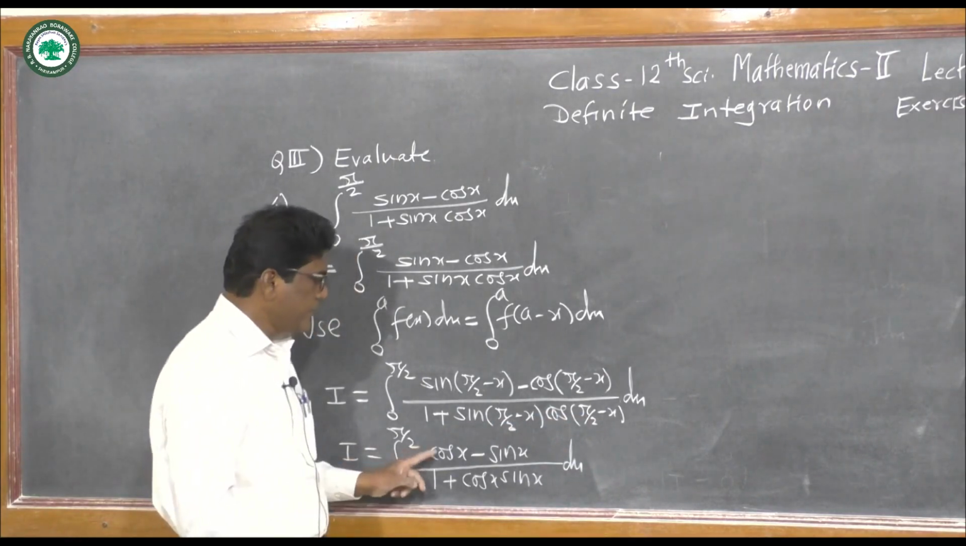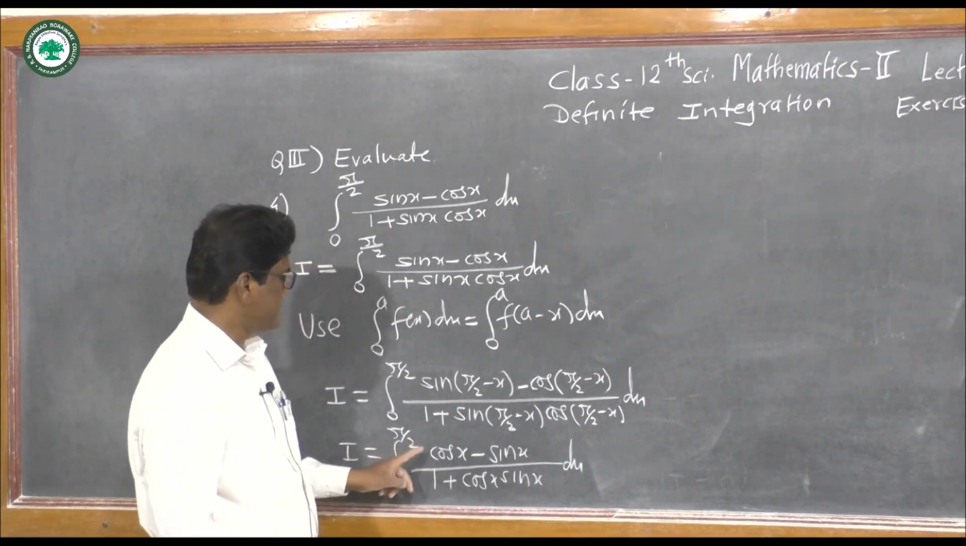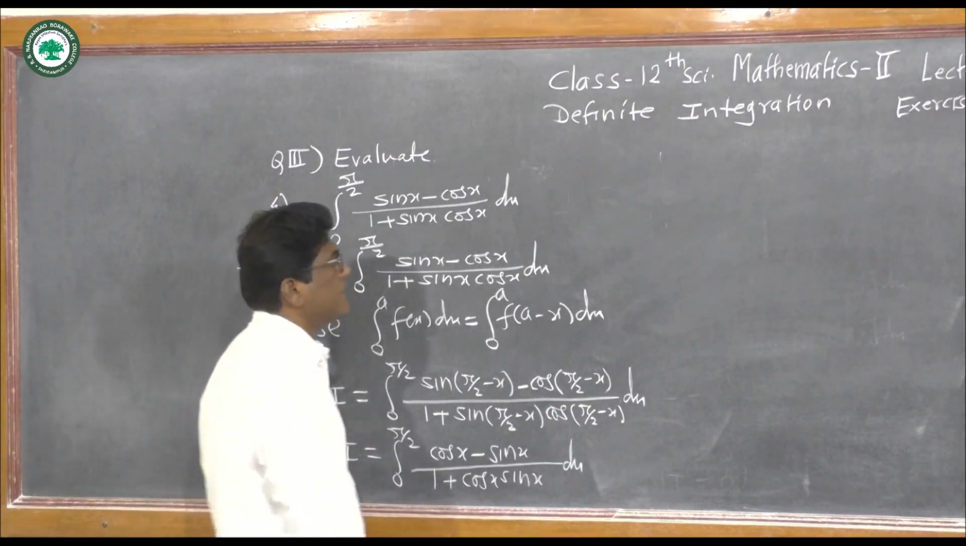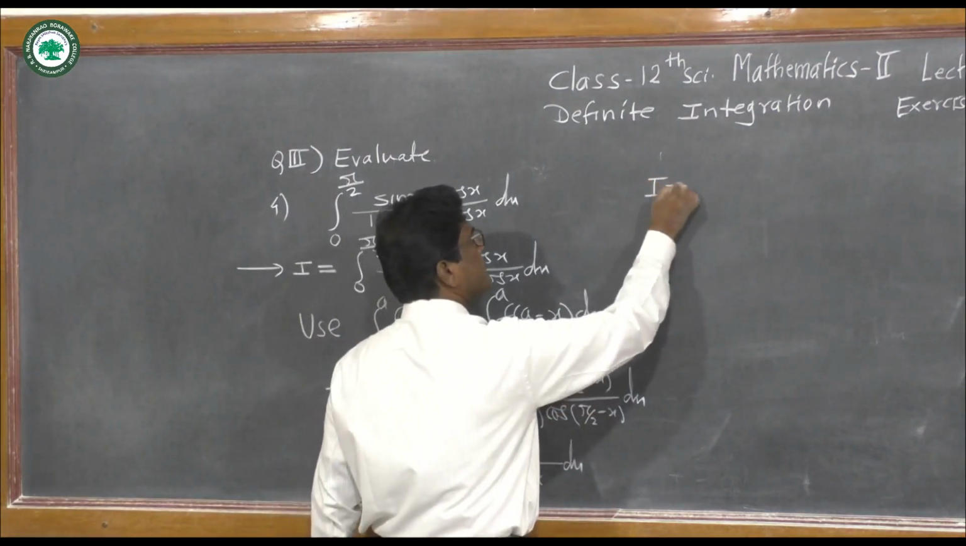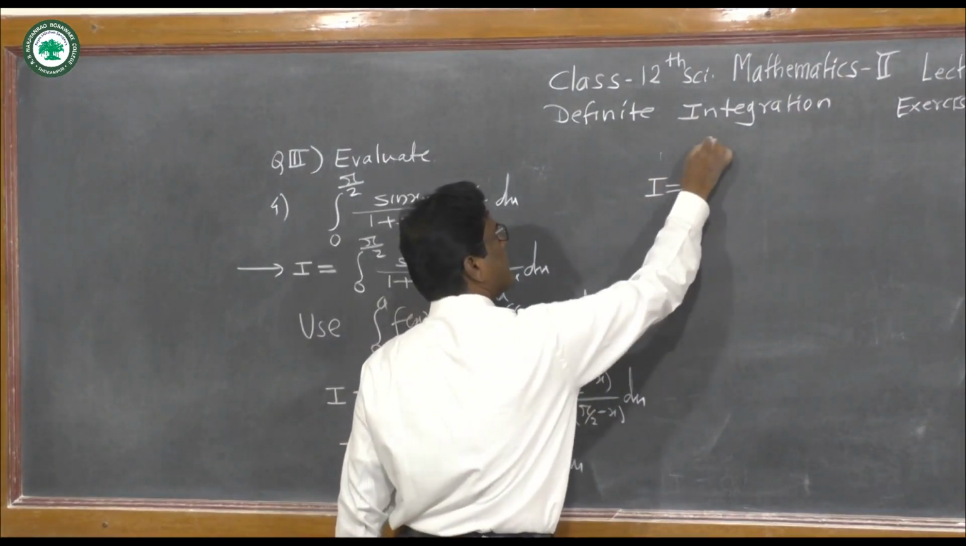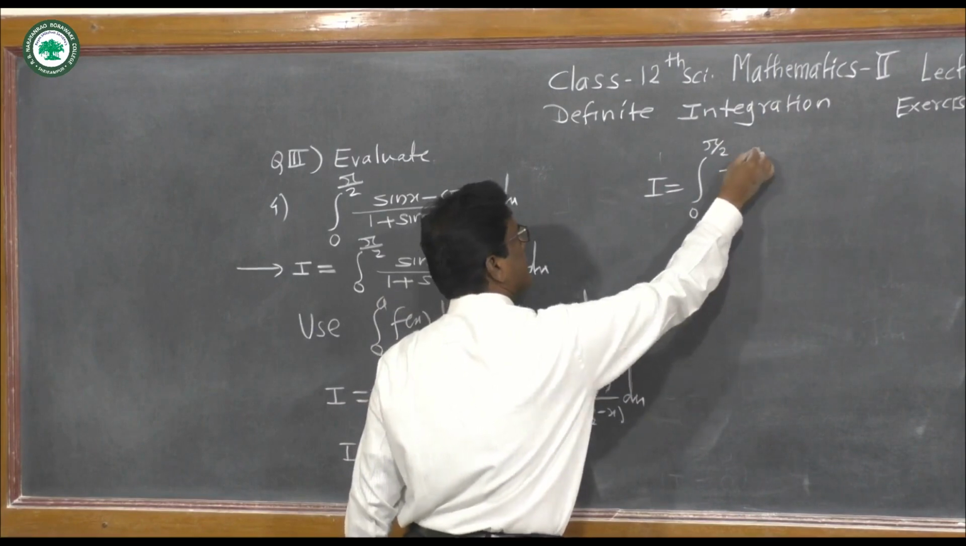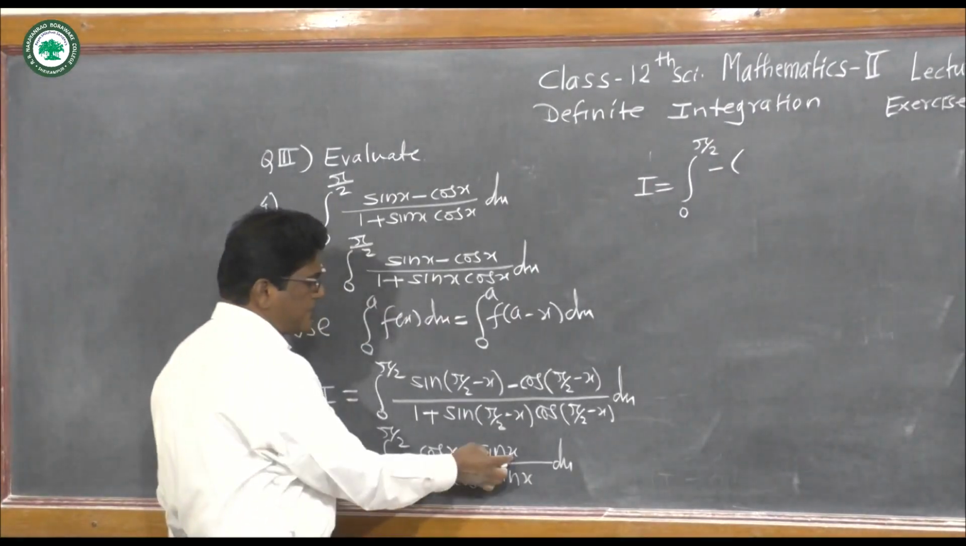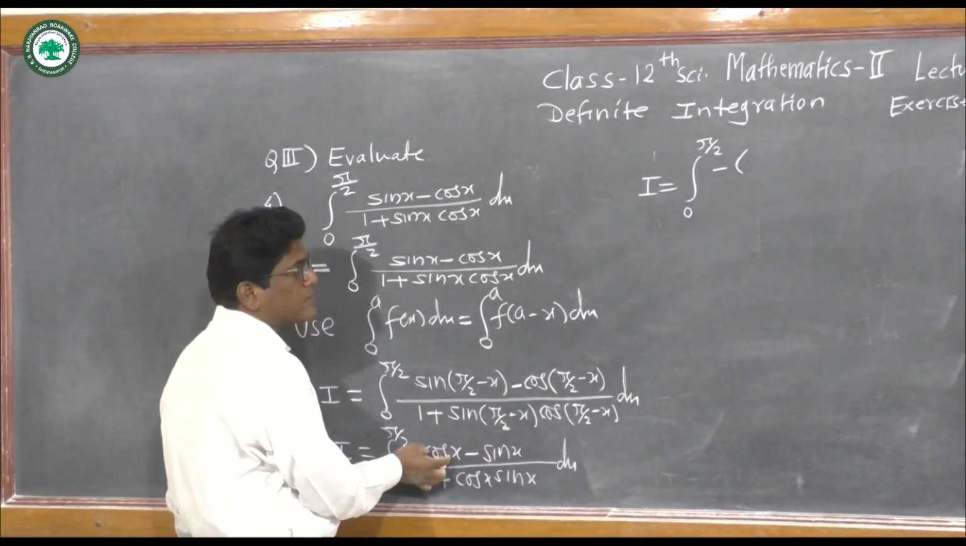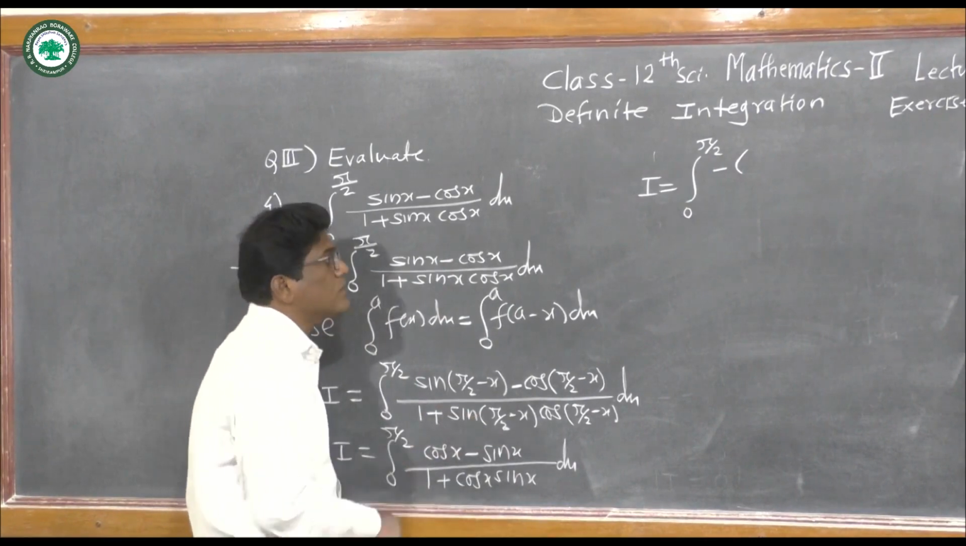Now in the numerator we take minus sign common. In the numerator take minus sign common, and therefore I is equal to integration from 0 to pi by 2, we take minus sign common in the bracket. Now this sin x becomes plus and cos x becomes minus. So firstly write sin x and then cos x.